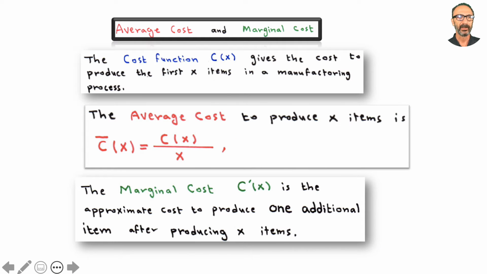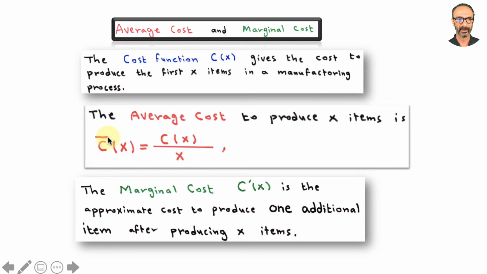Okay, let's talk about average cost and marginal cost. The cost function c of x gives the cost to produce the first x items in a manufacturing process. The average cost to produce x items is the total cost of x items divided by how many items you have. So c of x over x.